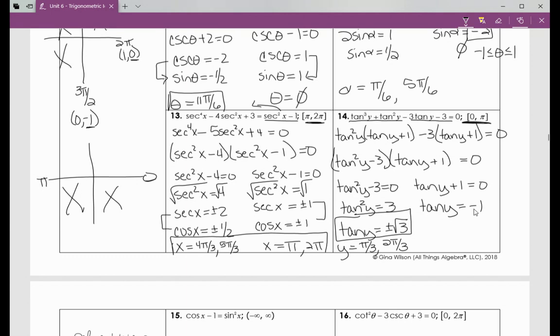Tangent y equaling negative 1 would be in the second quadrant at 3 pi over 4. And those would be the final answers for those values for tangent y equals plus minus square root 3 and tangent y equals negative 1.